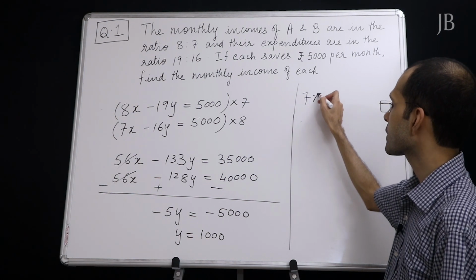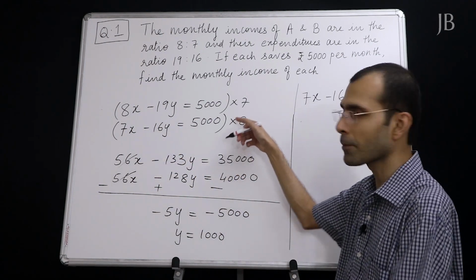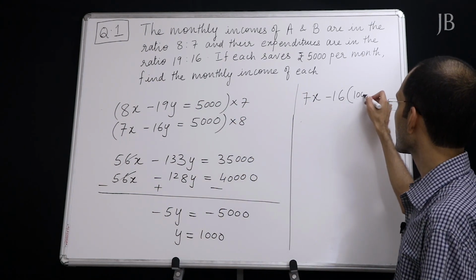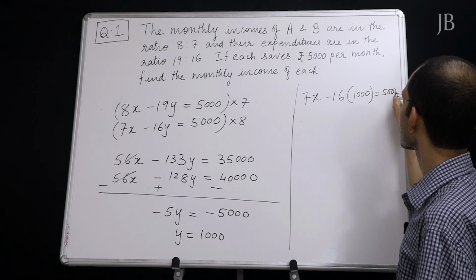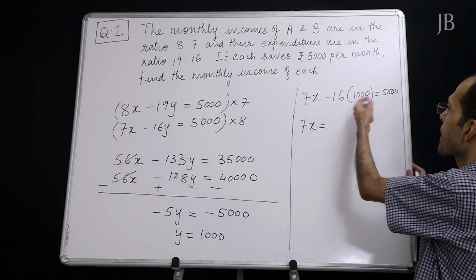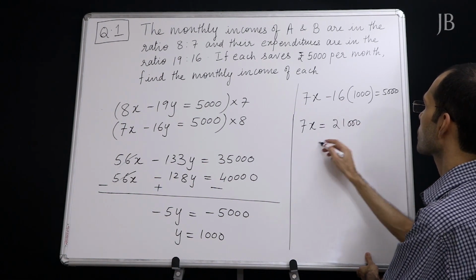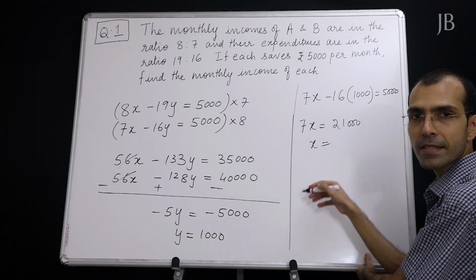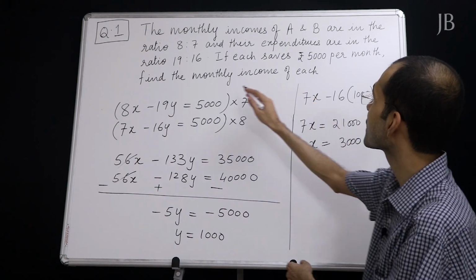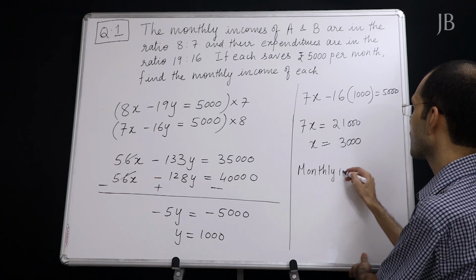So it will be 7x minus 16 into y. Now don't bother about this 8, we are taking this original equation. 7x minus 16 into 1000 is equaling 5000. So 7x will be, now this is 16,000, that will go over, it will become 21,000. So x will be 21,000 upon 7, that comes out to be 3,000. But again, this is not our final answer, they want the monthly income of each. So monthly income of A.